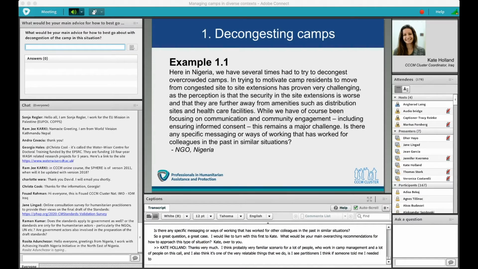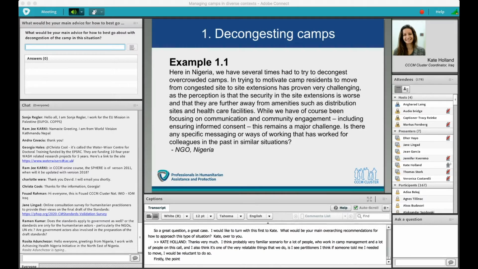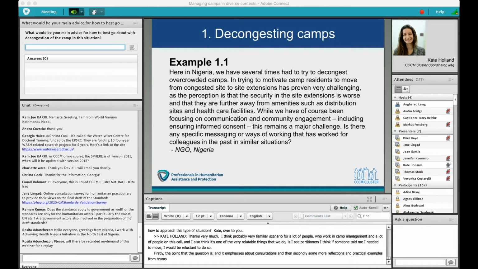Firstly, the point that the question raises and emphasizes about community consultation. And then secondly, some more reflections and practical examples from teams that I've worked with that have faced pretty much this exact challenge, although not in Nigeria. I think, firstly, the point that the example gives and emphasizes, the importance of communication and community engagement, probably can't really be overemphasized.